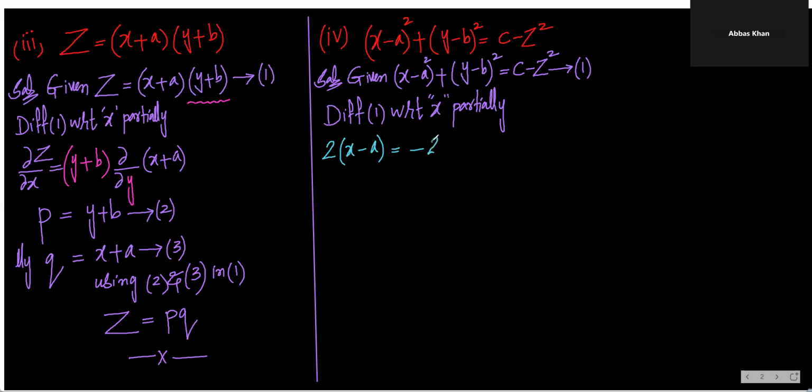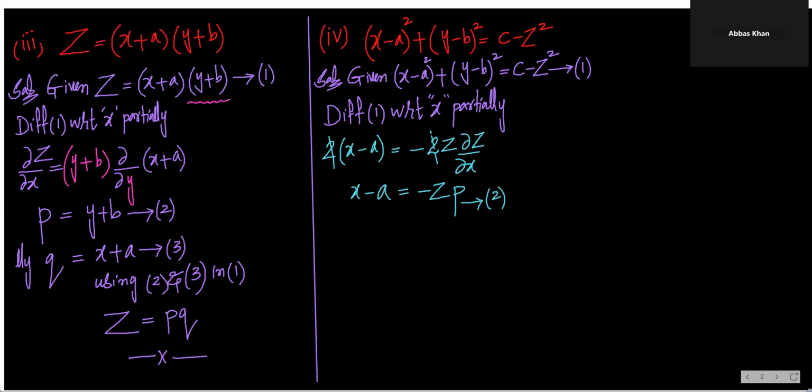z square differentiation is 2z. Since we are doing with respect to x, we have to write the inner function, dou by dou x of z. So these two cancel. x minus a is equal to minus z into dou z by dou x value. It is taken as p. Second equation.